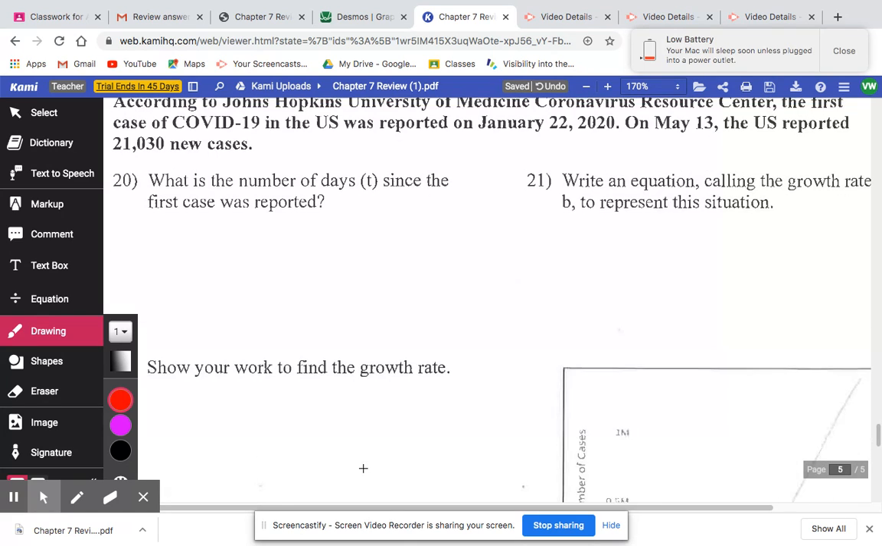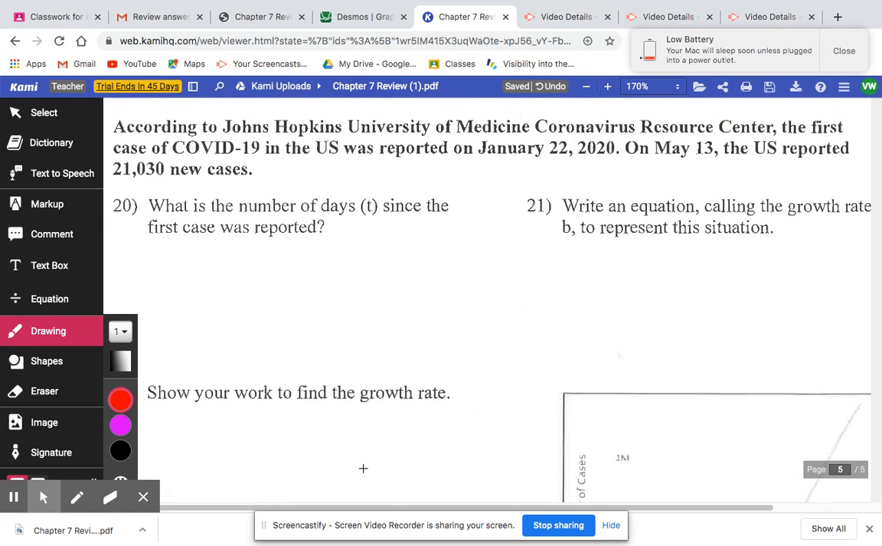All right, here we go, number 20. According to Johns Hopkins University of Medicine Coronavirus Resource Center, the first case of COVID-19 in the U.S. was reported on January 20th, 2020. On May 13th, the U.S. reported 21,030 new cases. What is the number of days since the first case was reported?